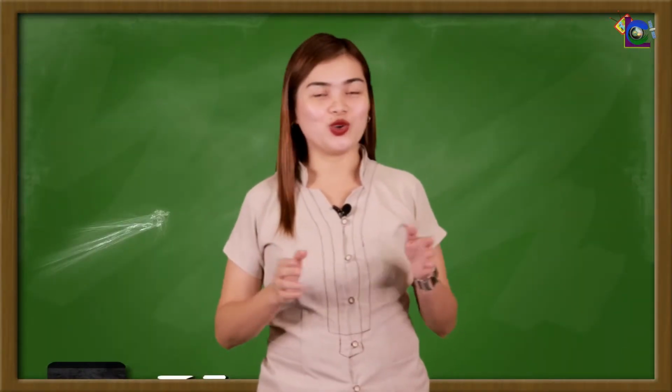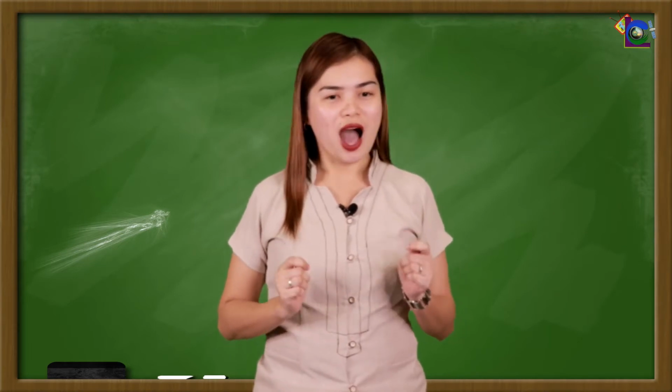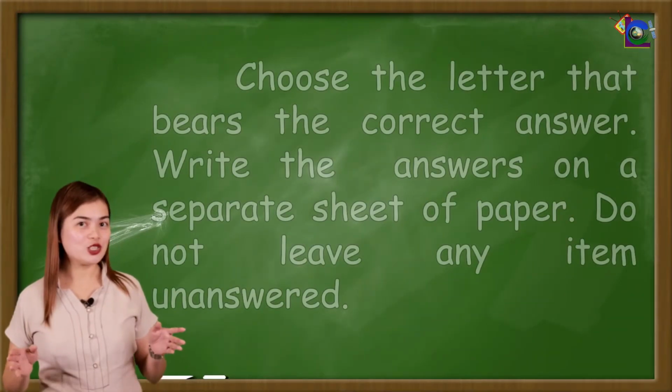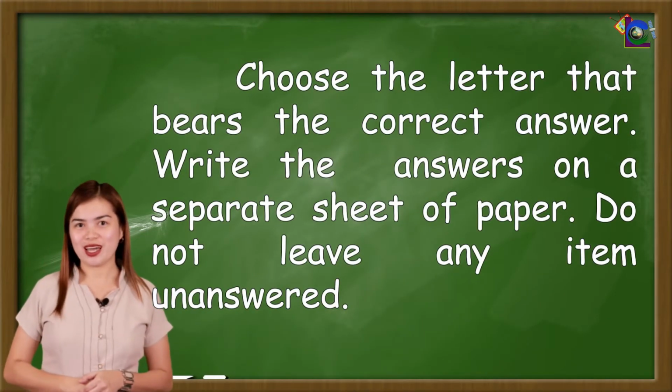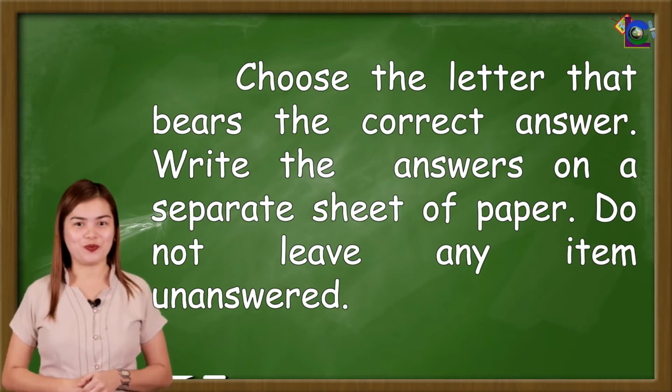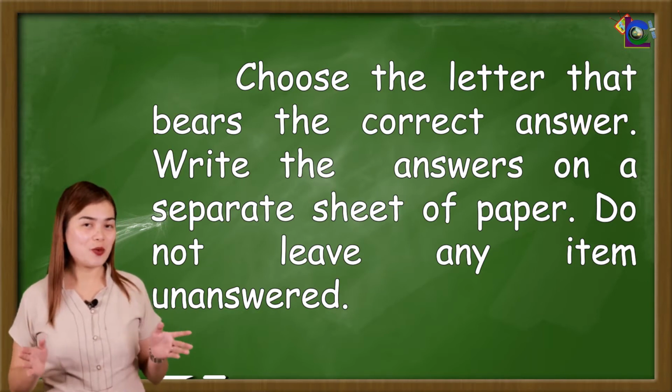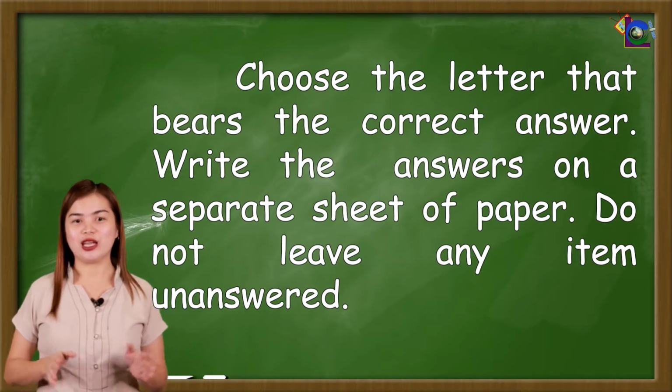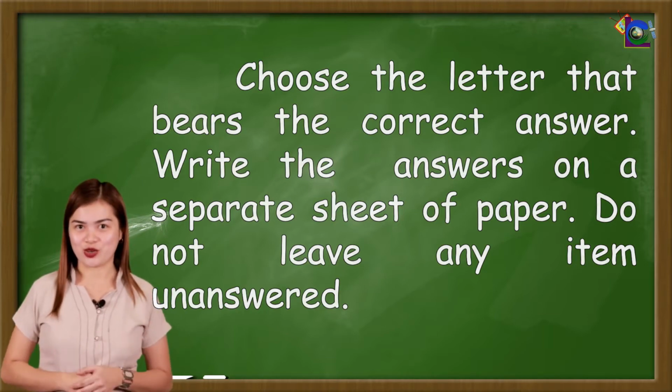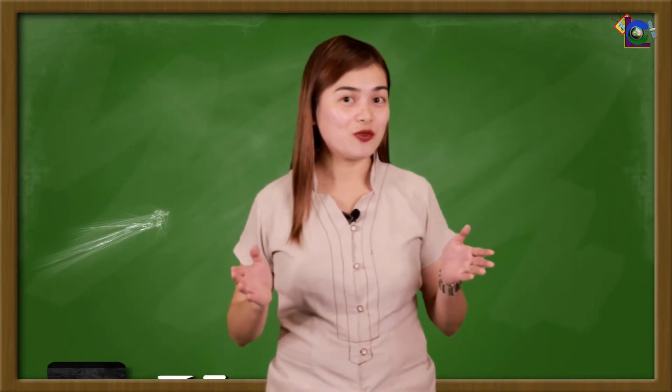Before we head on to our lesson, you will answer a pre-test. Don't worry, your scores will not be recorded. This is just to check how far you have gone in our lesson today. Here are the instructions. Choose the letter that bears the correct answer. Write the answers on a separate sheet of paper. Do not leave any item unanswered. You have 5 seconds for every item to answer. Did I make myself clear?